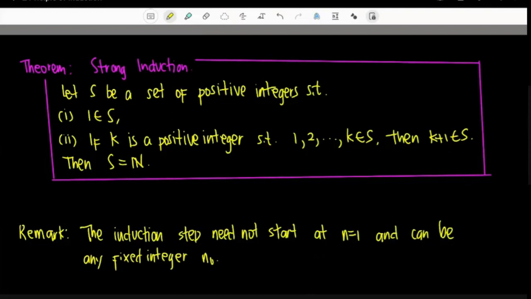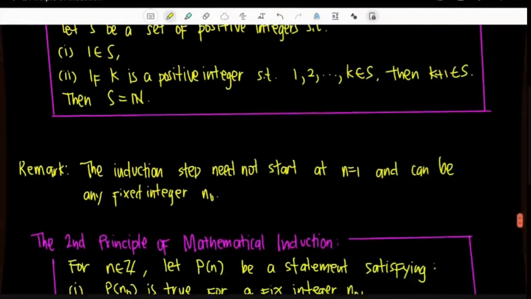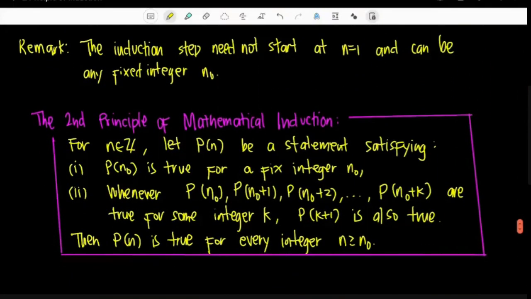It can start at any fixed integer n sub 0. So to state this in a more useful form, we call it the second principle of mathematical induction. For n in the set of integers, let P of n be a statement, or a proposition, about n that satisfies the following. P of n sub 0 is true for a fixed integer n sub 0.